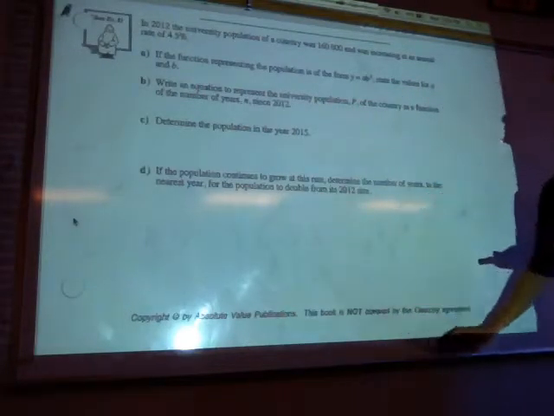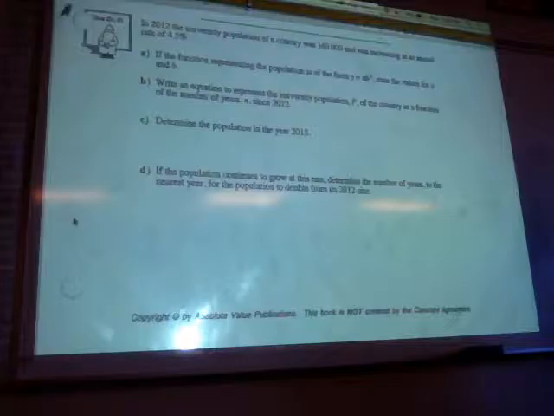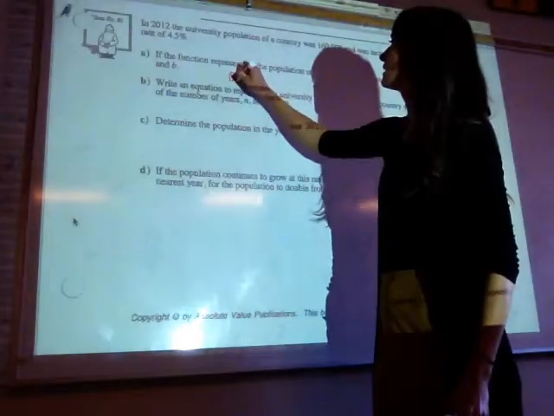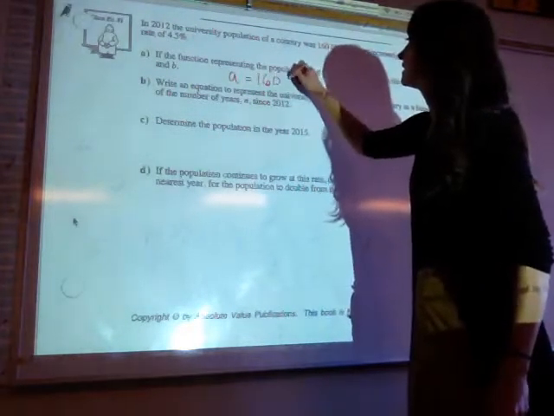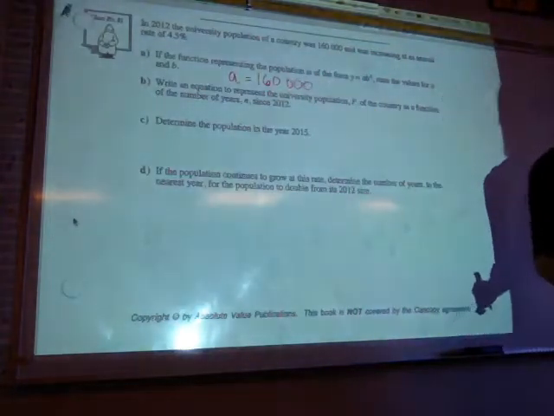So a is always going to be your y-intercept, your vertical stretch factor, and in the case of growth and decay, it's going to be the number that you start at. It's the initial value. So a is 160,000 people.